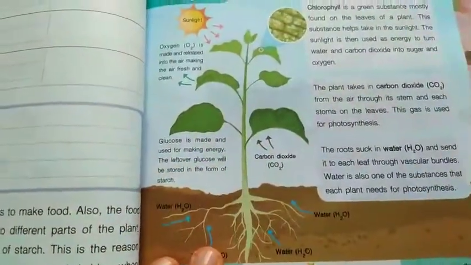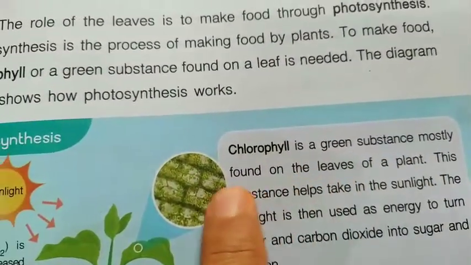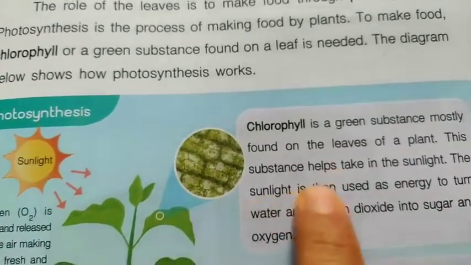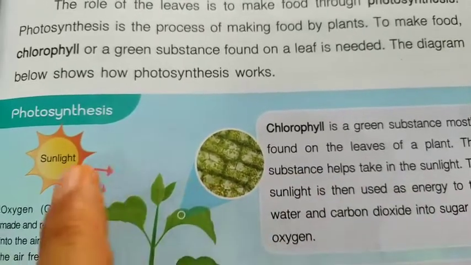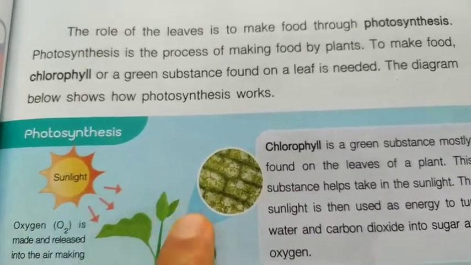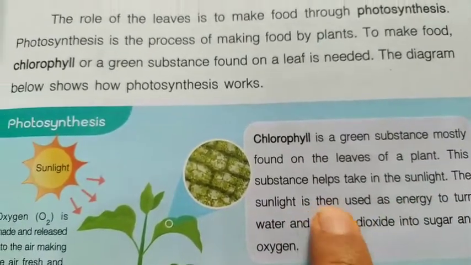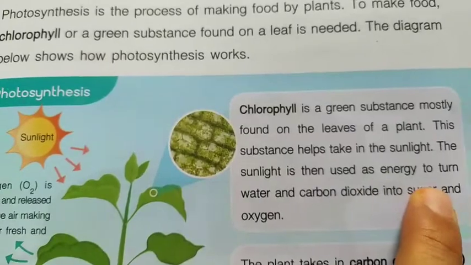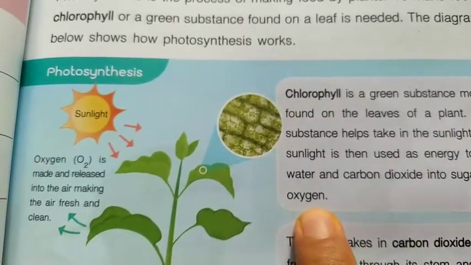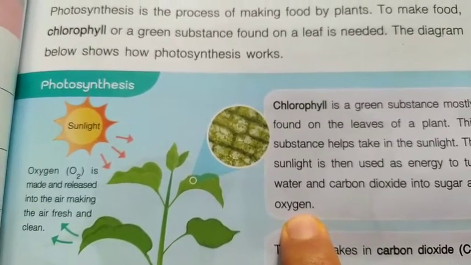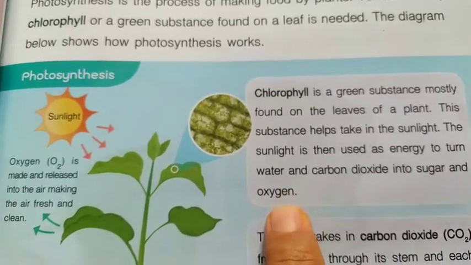First, look at the picture. Chlorophyll is a green substance mostly found in the leaves of the plants. The substance helps take in the sunlight. So, look at that sunlight. It takes into the leaves through the stomata. The sunlight is then used as energy to turn water and carbon dioxide into sugar and oxygen. It means it needs carbon dioxide and water to turn it into sugar and oxygen.